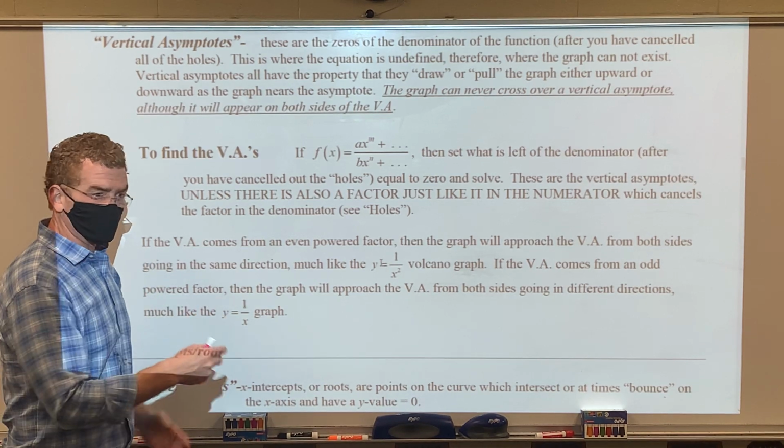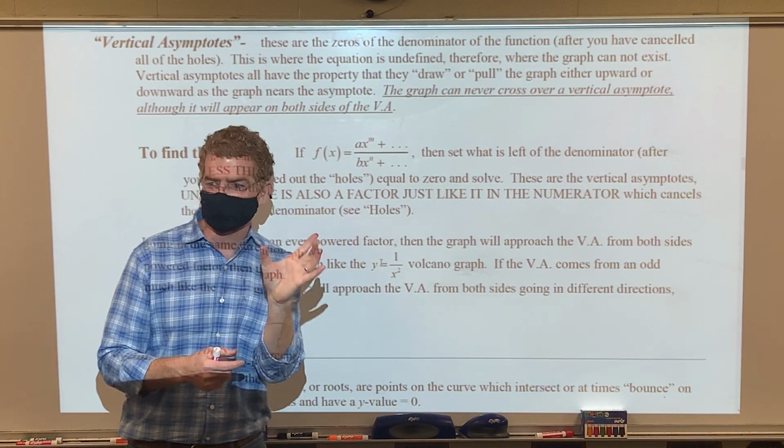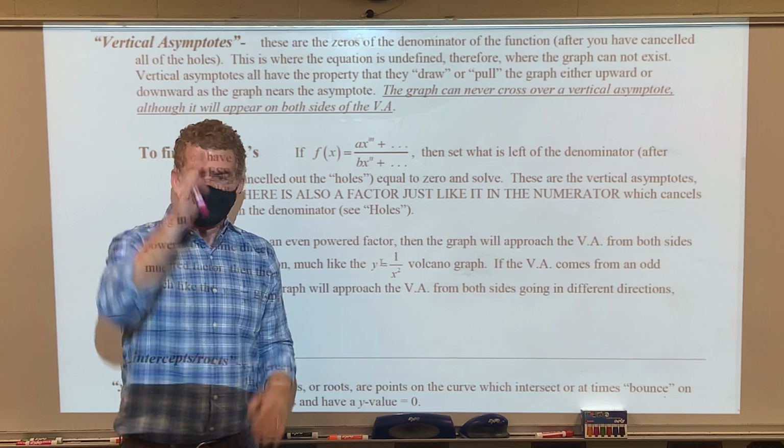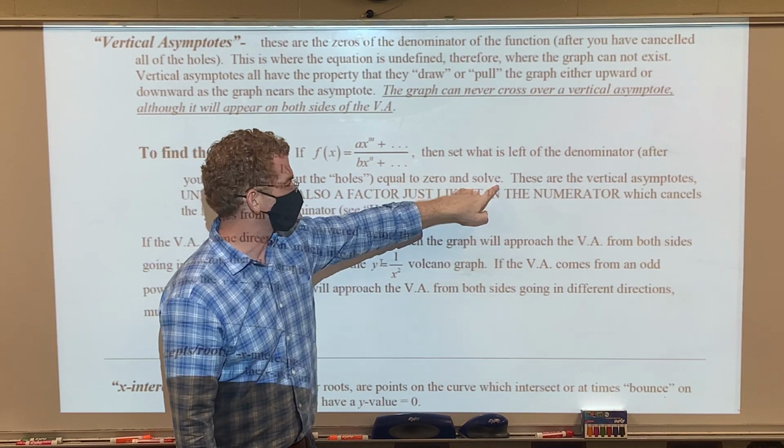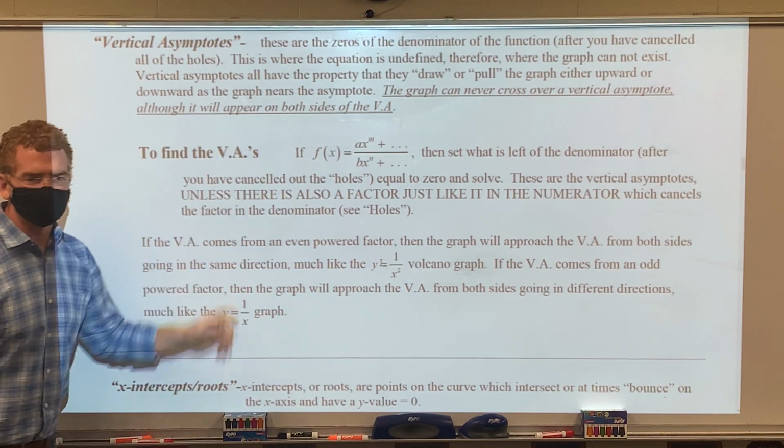And whatever you get there, you're going to get lines. Like, so if I have an x minus 3 and I set it equal to 0, I get x equals 3. That's a vertical line. Those vertical lines, when they're set equal to 0 and solved, are your vertical asymptotes.